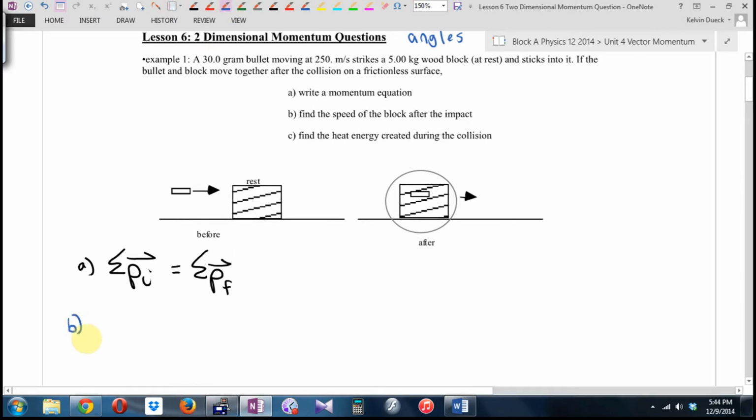Okay, let's break this down into its constituent momentum parts. Before the collision, what's moving? The bullet, the block. Normally I'd use a B for bullet and a B for block, but since they both begin with B, I'll call this mass 1 and this mass 2. So, before the collision, what's moving? Mass 1, mass 2, or both? Mass 1. Momentum of 1 initial.